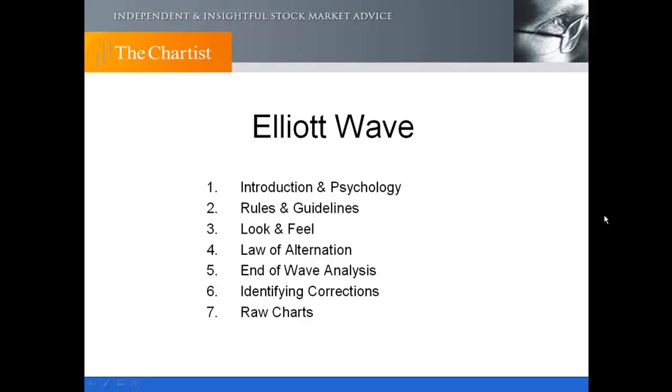Now, the guidelines are interchangeable. That's where a lot of the problems come with Elliott wave. If one person sees something and someone else sees something else, that's a guideline that's being tested. And a guideline is exactly that. It's a guideline. It's not a rule. The rules can't be broken. They're black and white. They cannot be broken.